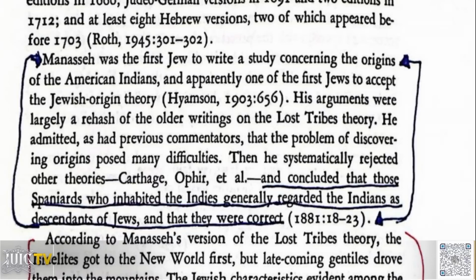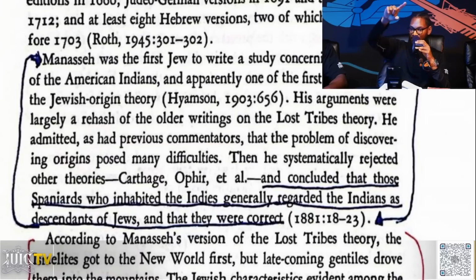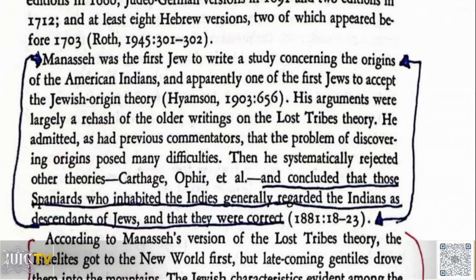Now that was part of what I was making mention of earlier about the argument. The lost tribes theory is what it was going into, right? It's back and forth between people who were over on the other side of the world, and the scholars, per se the Jesuits, also traveling, saying who these people really were. He admitted, as previous commentators had, that the problem of discovering origins posed many difficulties.